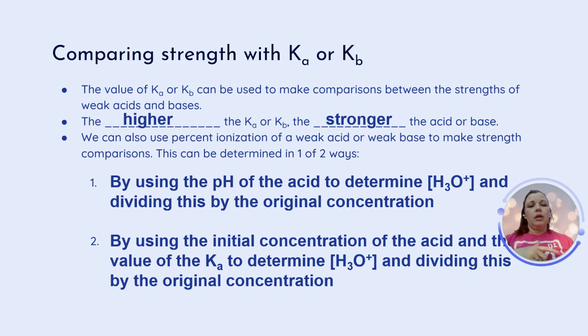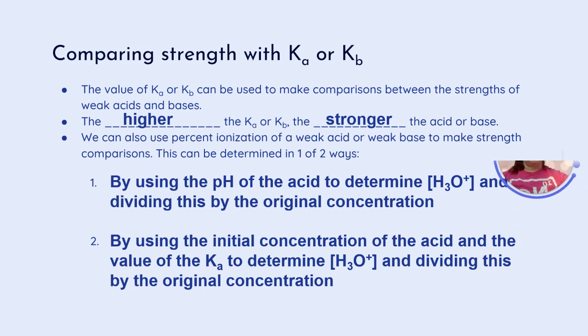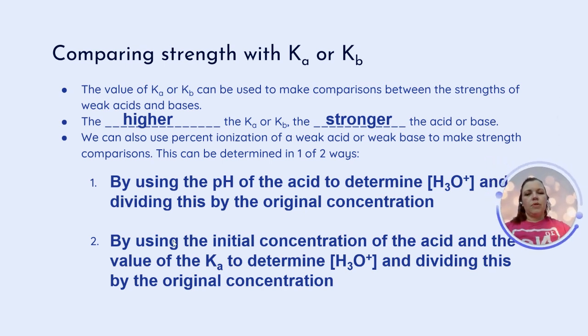The other way to do that is to use the initial concentration of the acid and the value of the Ka. To do that, you would have to do an ICE table. You would do an ICE table, solve for X, and then take X and divide it by the original concentration to get your percent ionization.